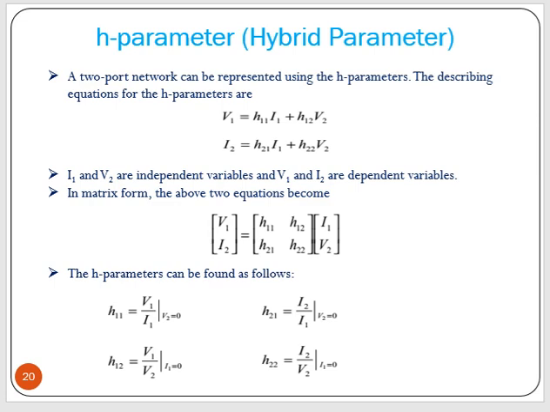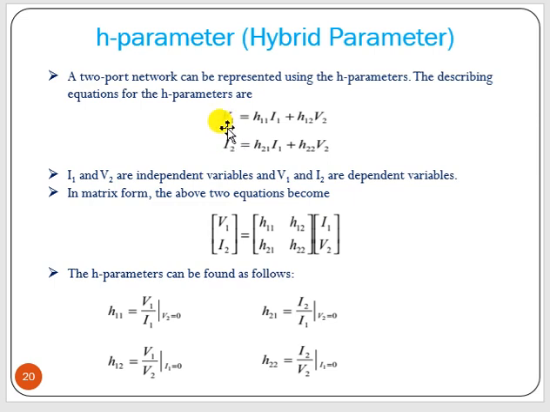Now say H parameter or hybrid parameter. Now this is a two-port network, can be represented using the H parameter, which is described as, in case of Z and Y parameter, for Z parameter it is written in V equal to IZ format, and for Y parameter, I equal to YV format. Now here it is called hybrid parameter. Here the independent variable is V, dependent variables are V1 and I2. V1 for port 1 and I2 from port 2.